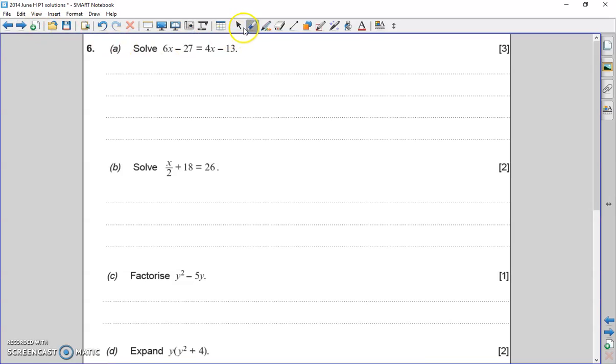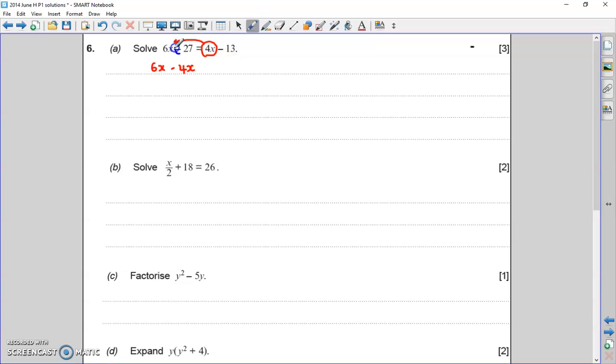Okay, question 6. At this point, you see, I'm glad to see a nice page of algebra. We know what to do in algebra. Okay, we've got an equation with x's and numbers both sides. We want to try and get the x's one side and the numbers on the other. So what I'm going to do, look, I'm going to take that 4x over to that side, because I'd rather do 6x take away 4x than the other way round, so I don't want to go negative.